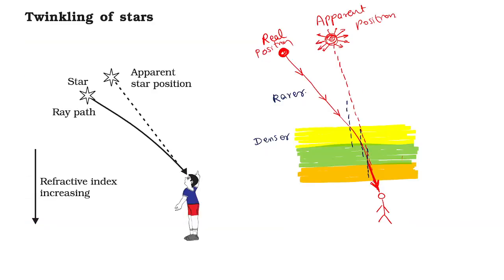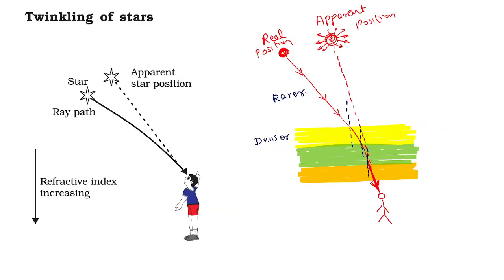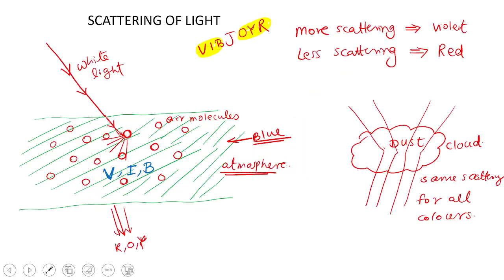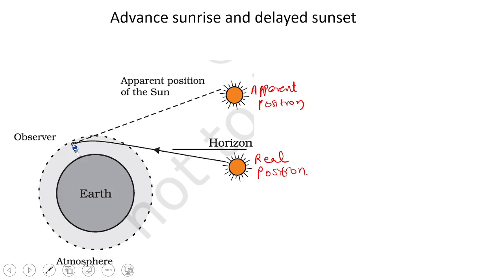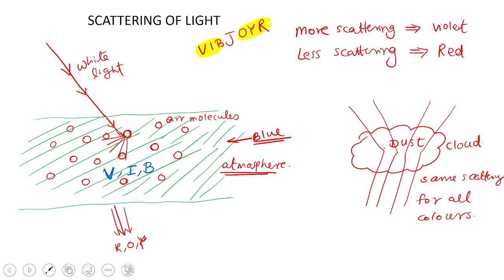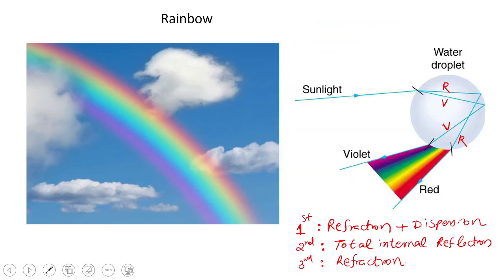Only these three topics are remaining: twinkling of stars, advanced sunrise and delayed sunset, and scattering of light. Discussing the twinkling of stars takes time. I have to draw a neat diagram for that, and I need a continuous class. In 30 minutes I can complete this chapter. This chapter will be over. All other things we have studied.